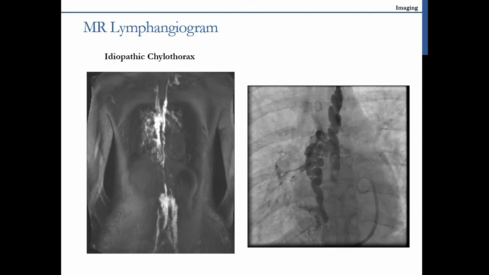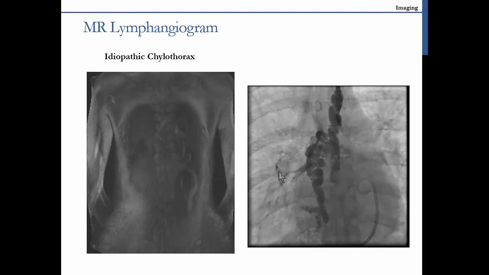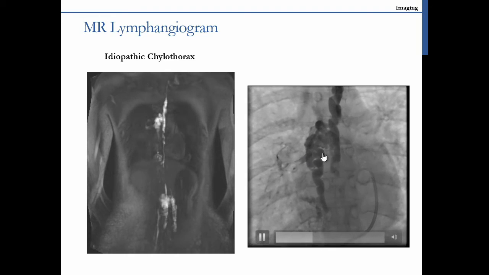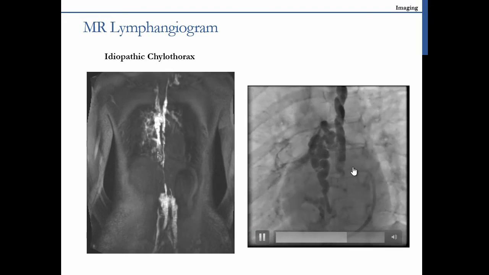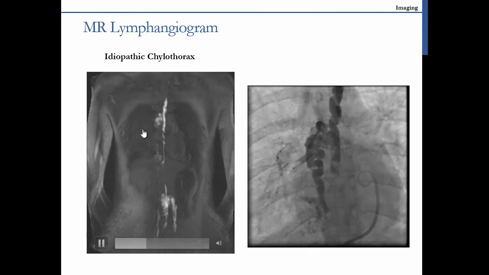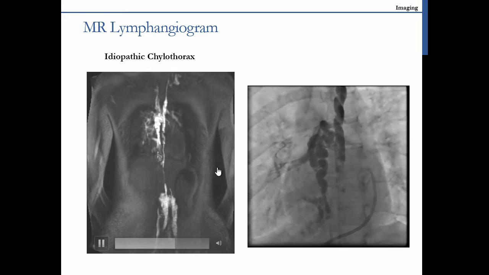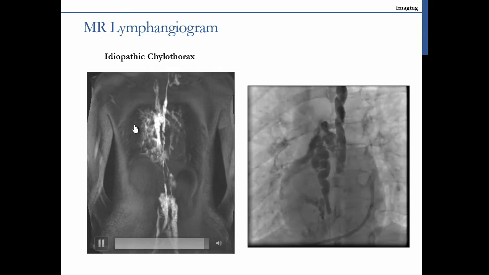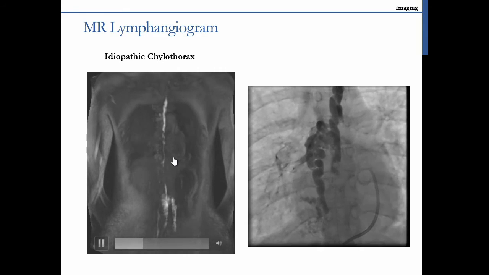And this is a patient with idiopathic chylothorax. You can see that this is correlated imaging. We inject contrast in the thoracic duct, and you can see that there is enormous flow, much better appreciated actually on MRI than on the lymphangiogram, of the lymph inside the lung.